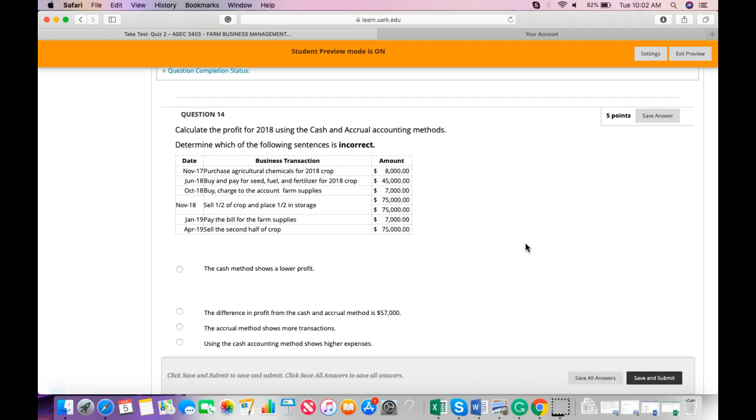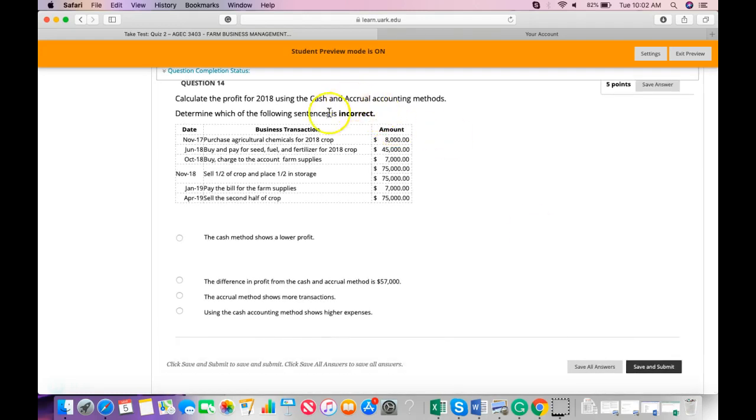And if you can see here, you should choose the sentence which is incorrect. I noticed many people chose the correct sentence. However, there is an error in the question, and there's actually two that are incorrect. The difference in profit from cash versus accrual method is $57,000. That's actually incorrect. It should be $60,000.